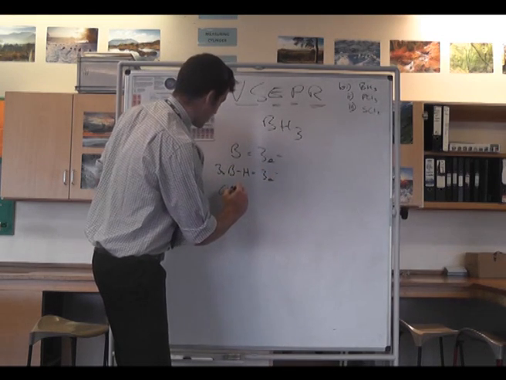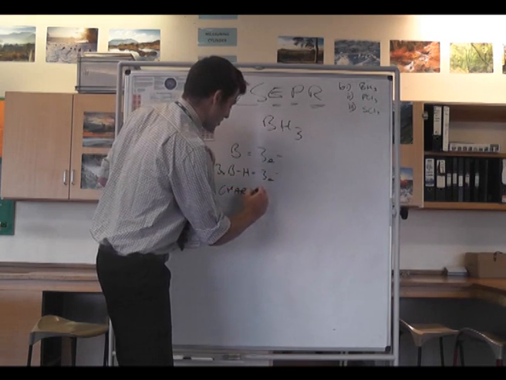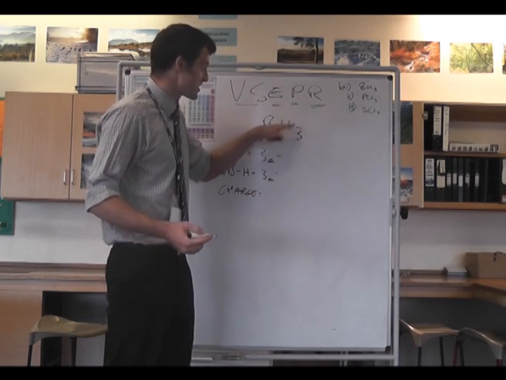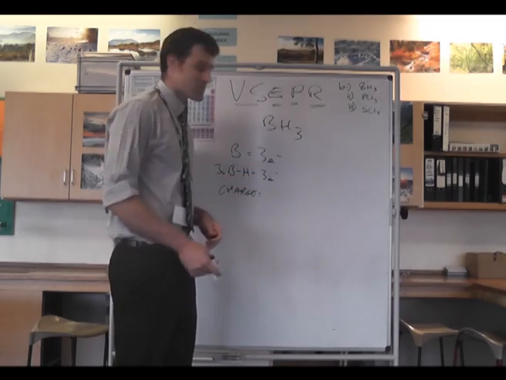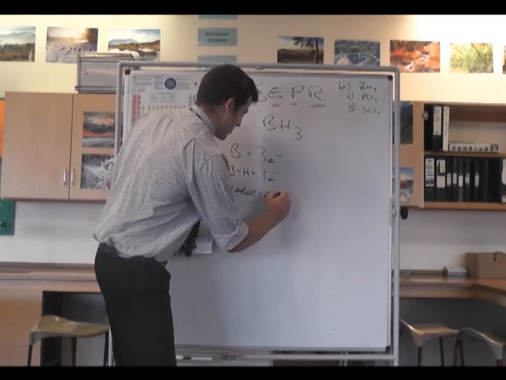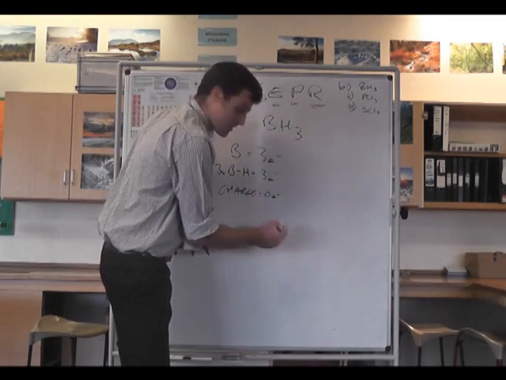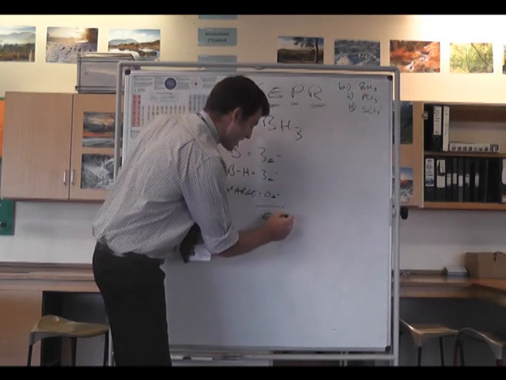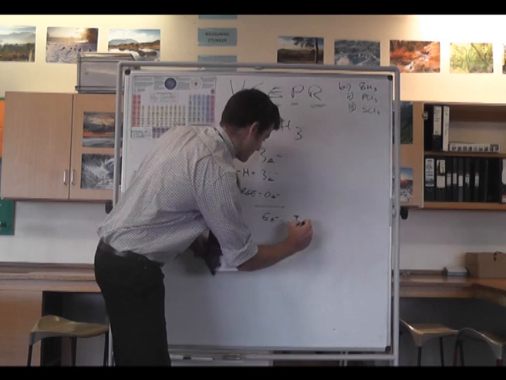Then we have to look at the charge. Is there any charge on it? Well, you don't have to do much thinking about that. You just look at it. BH3, does it say plus or minus? No, it doesn't, so there's no extra charge. So 0 there. 3 plus 3 plus 0 is 6. The next step is always to divide by 2: 6, therefore 3 pairs.